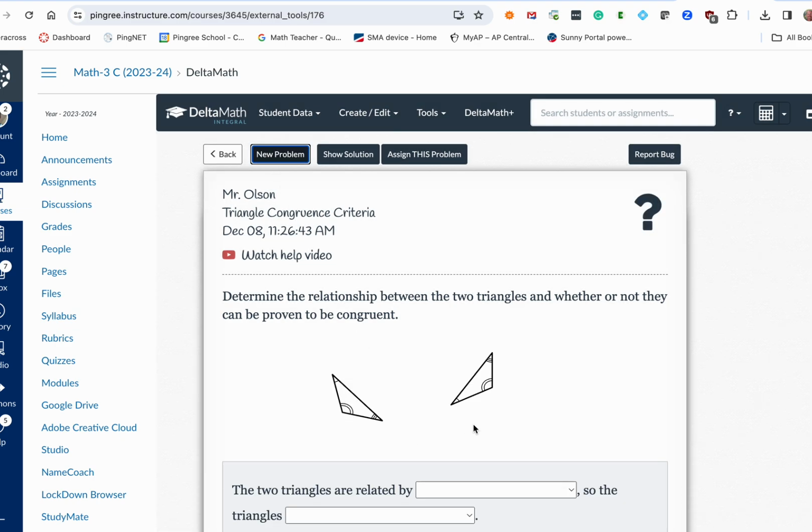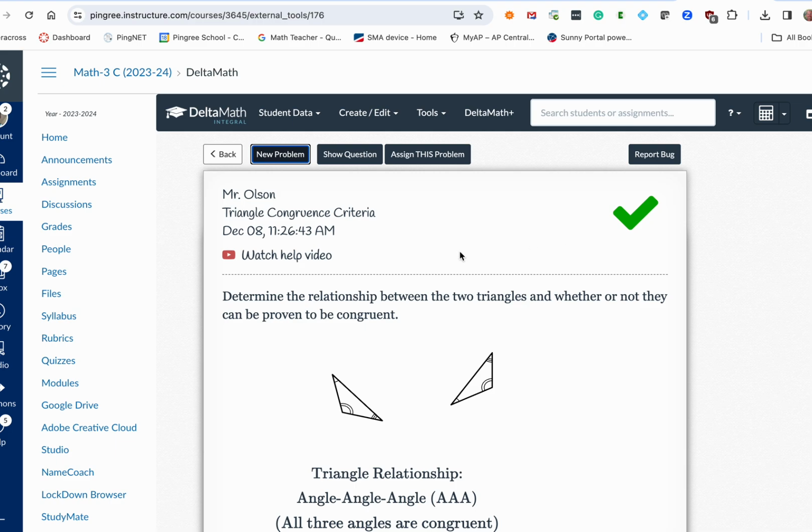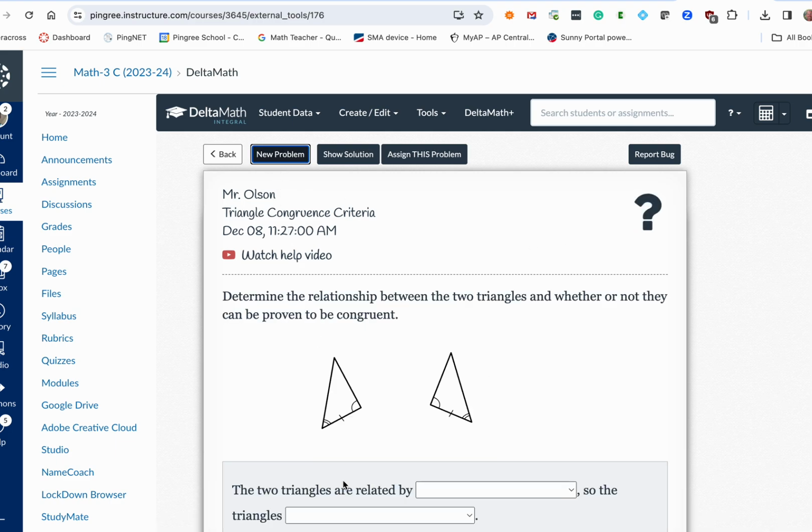Okay, looking at these two triangles, I see three angles and three angles. Oh my goodness, they're not going to fool me. Angle, angle is not good geometry for proving triangles congruent. Okay, another green check mark. Let's do another problem. Looking at this, I see an angle, a side and an angle, and that side is trapped between the two angles.